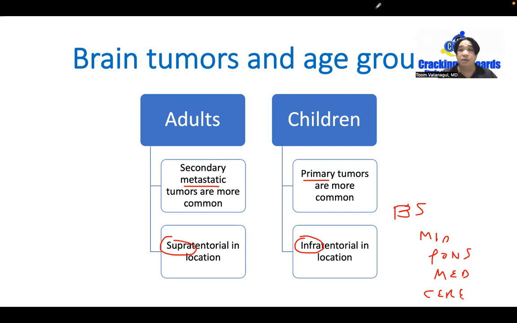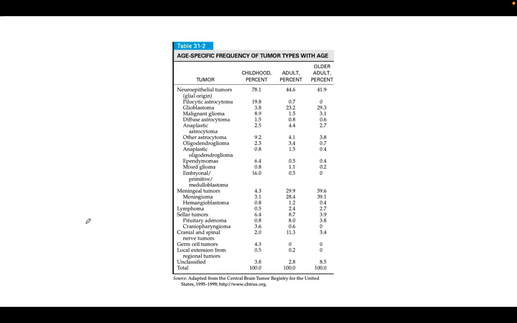So please remember that pearl. Now, here is a table which shows us the age-specific frequency of the tumor types. As you can see, what we usually encounter in childhood are neuroepithelial tumors or tumors of glial origin. The most common of the glial tumors in children is going to be the pilocytic astrocytoma.